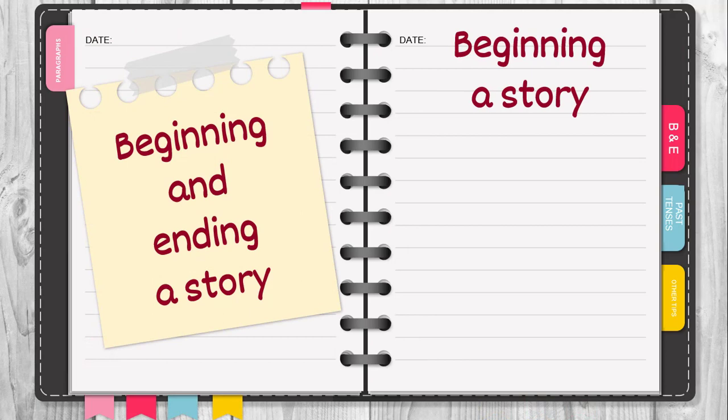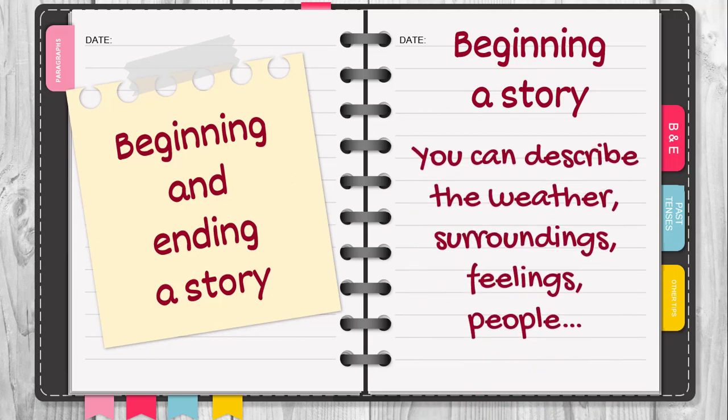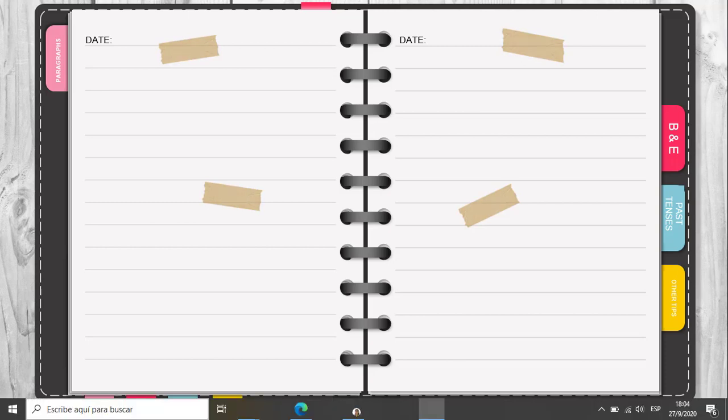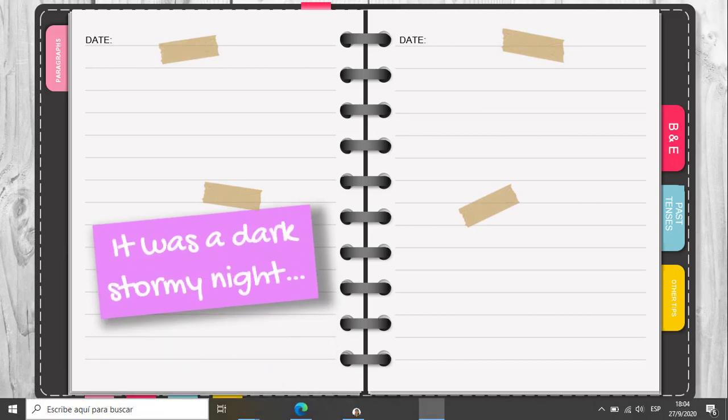Let's talk about how to begin and how to end a story. To begin a story, you can describe the weather, the surroundings, the feelings, the people. Let's have a look at some examples.